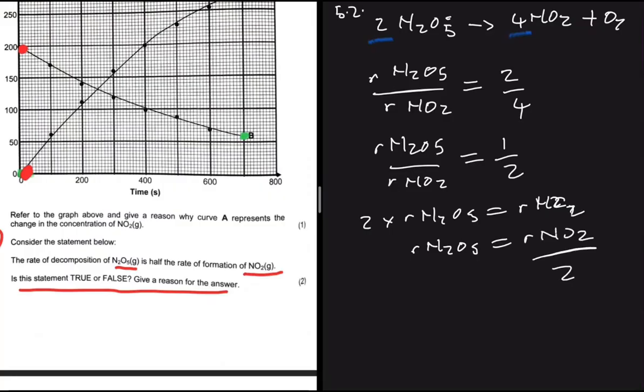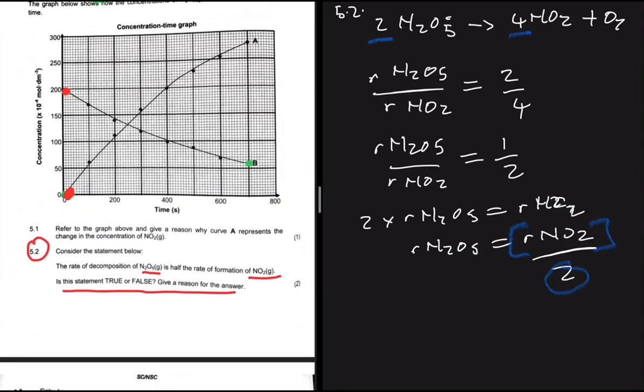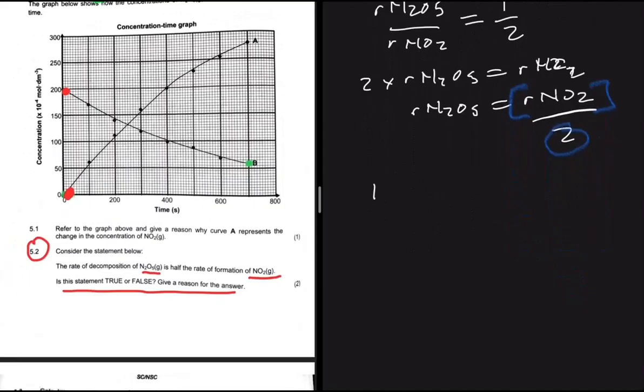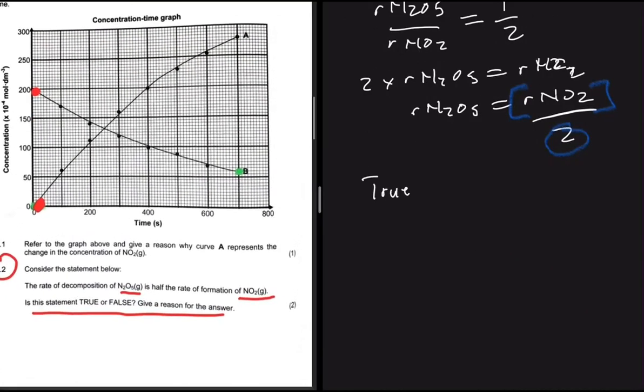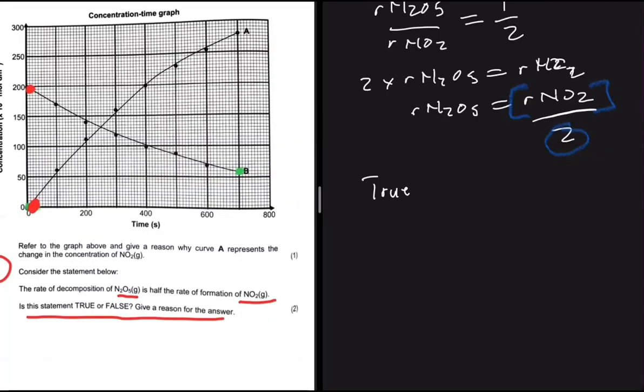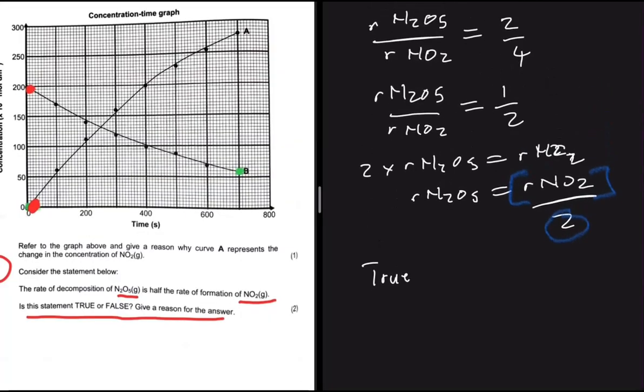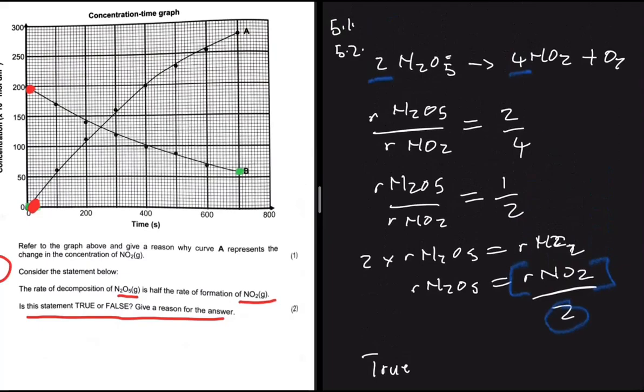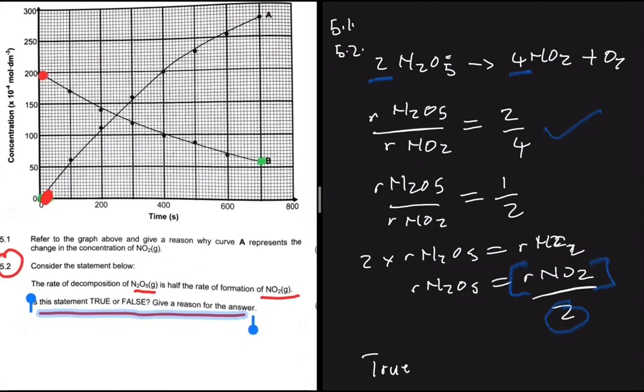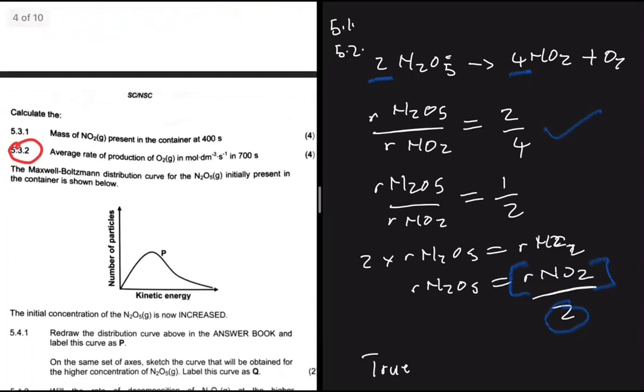It is clearly half the rate of NO2. So our answer here is definitely true. The rate of decomposition of N2O5 is half the rate of formation of NO2. Right, you can see from what I'm proposing here that to find the rate of the other, while you have the rate of one, you can use the ratio of the balancing coefficients. Anyway, let's do 5.3.